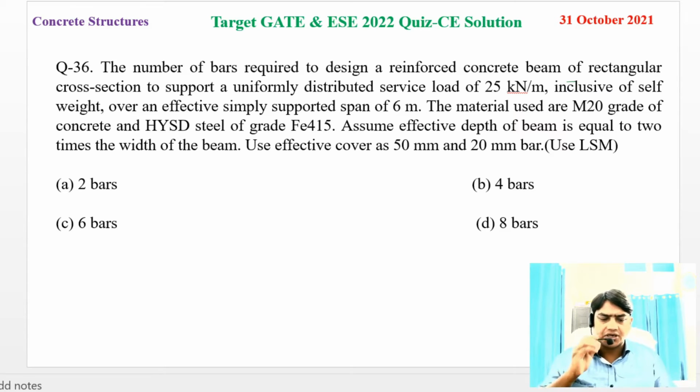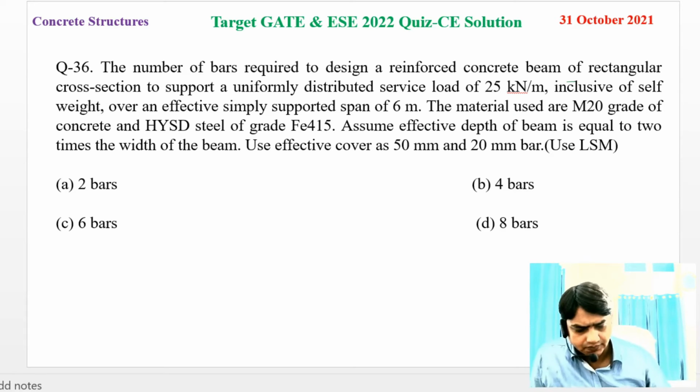कंक्रीट स्ट्रक्चर से रिलेटेड था। The number of bars required to design a reinforced concrete beam of rectangular cross section to support a uniformly distributed service load of 25 kN per meter, inclusive of self weight, over an effectively simply supported span of 6 meter. The materials used are M20 grade of concrete and HYSD steel of grade Fe415. Assume effective depth of beam is equal to 2 times the width of the beam and use effective cover as 50 mm and 20 mm bar.